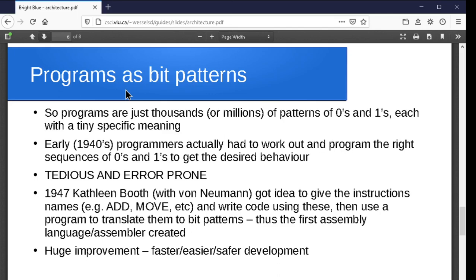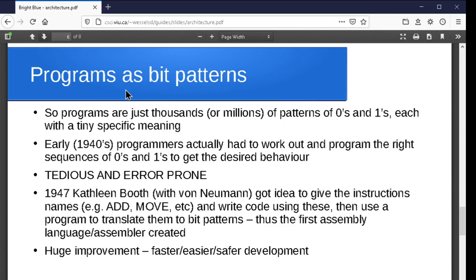So of course this was tedious and error prone, and so in around 1947, Kathleen Booth and von Neumann realized that, well, what we could do is instead of a human writing out these zeros and ones, what we'll do is give each pattern a nickname, add, move, whatever it might be, that's more intuitive for a human. So if 1101100 was add, then we'll just keep a list of what different names to associate with which different patterns.